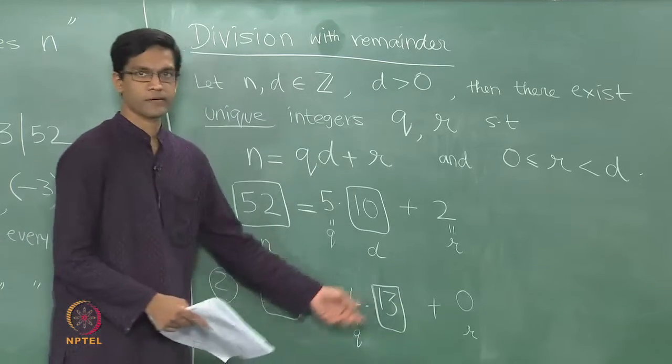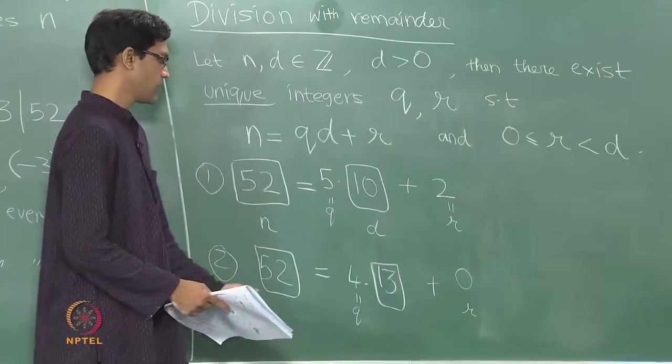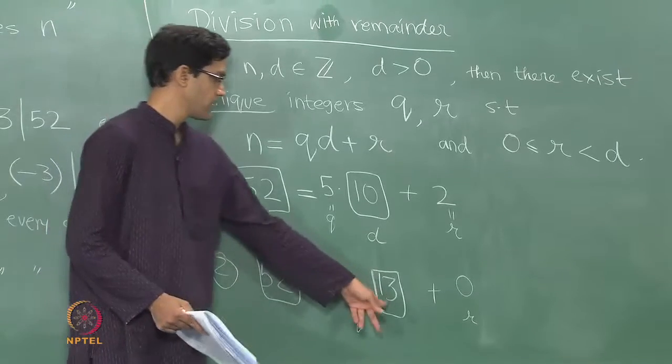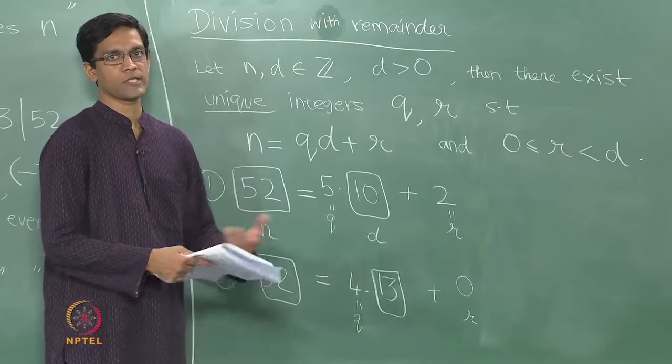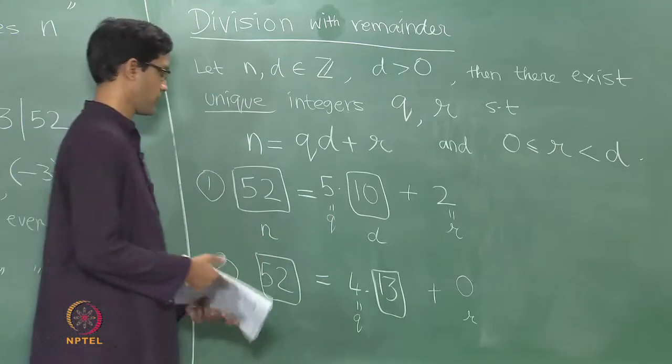So an alternate equivalent way of defining divisibility: you would say that d divides n if and only if the remainder is 0. That's an equivalent way of stating the same thing.